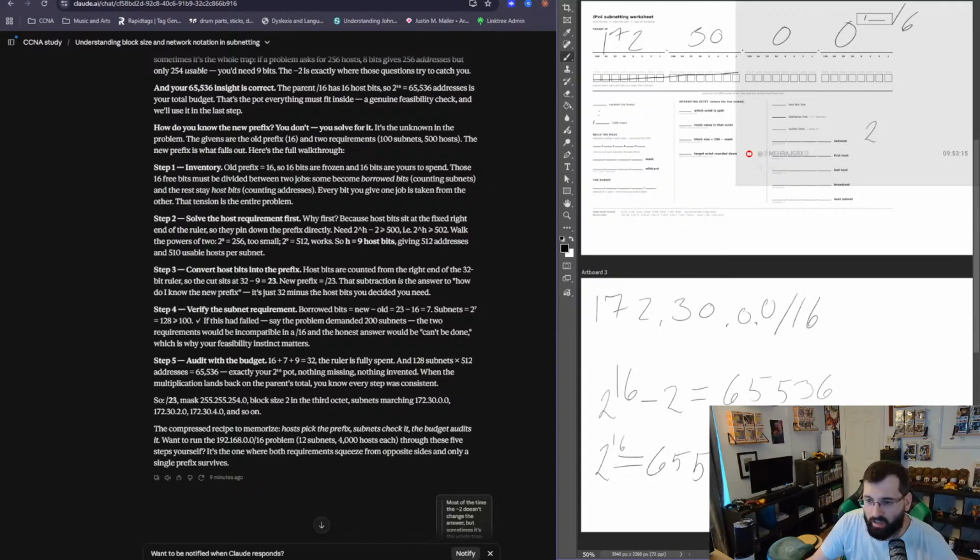We just converted, so host bits are counted from the right end of the 32-bit ruler. So the cut sits at 32 minus 9, 23 bits. So basically we needed to only have nine bits. 1, 2, 3, 4, 5, 6, 7, 8. So that means that the line would be here.